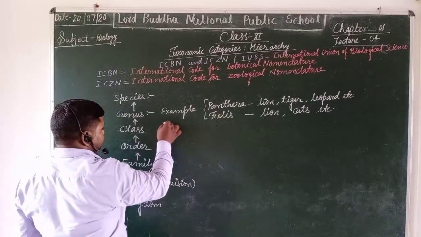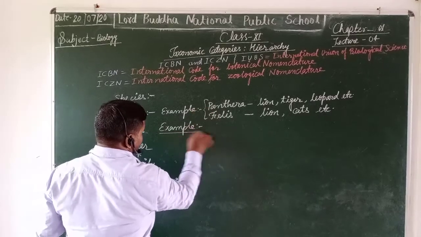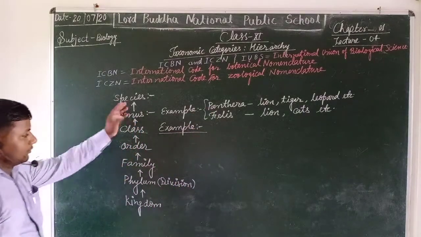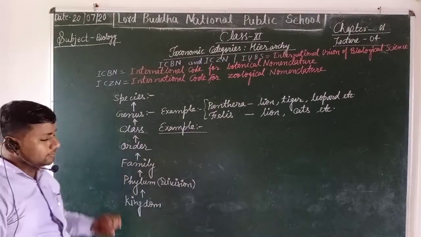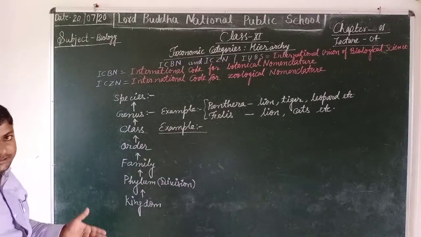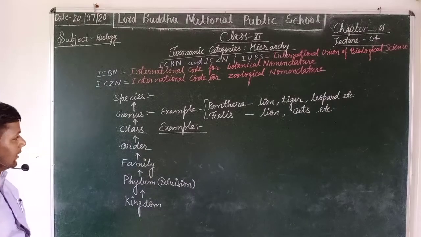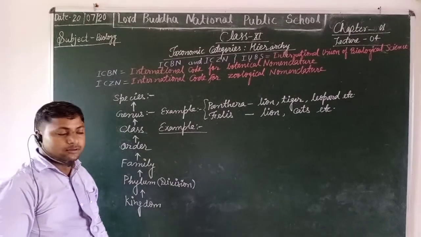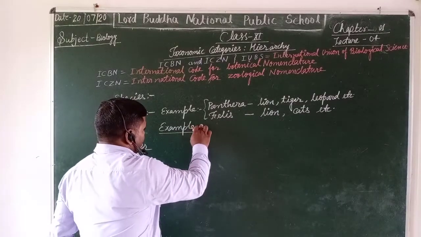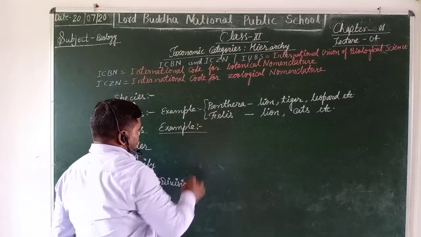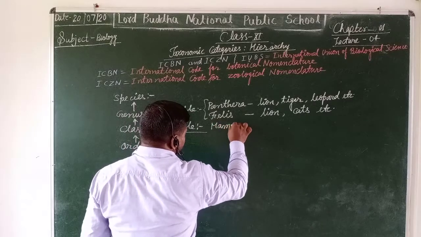Now, class is another higher level of taxonomic categories. More than one genus having similar characteristics can be arranged into a particular class. Let us know it by this example: Class Mammalia.